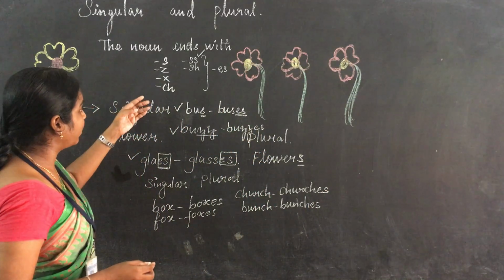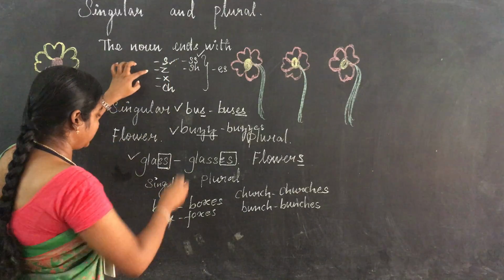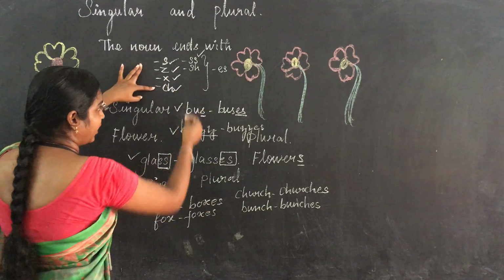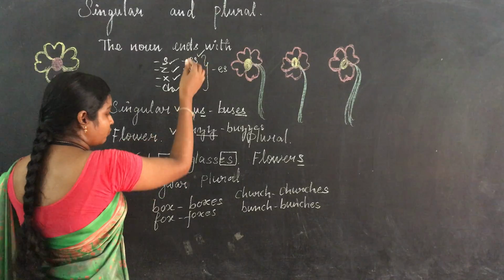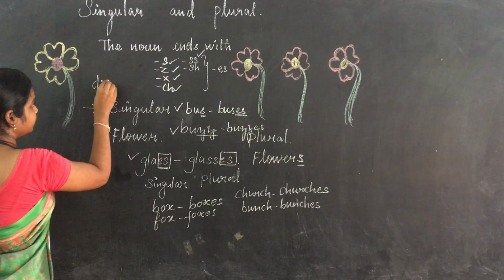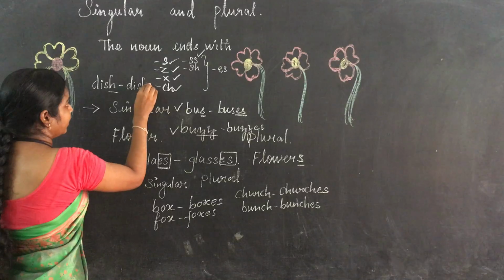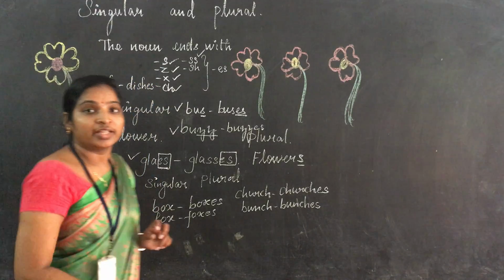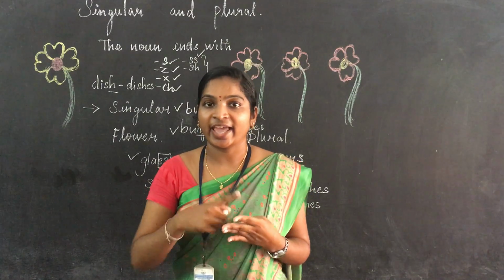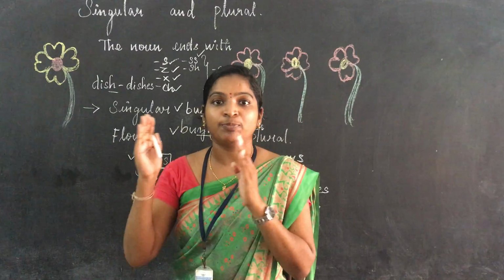And then come to the next one we left. S we finished, Z we finished, X, CH, and SS: glass, glasses, we finished. Then SH: dish, you just write it as dishes. Are you clear with this? The noun ends with S, CH, Z, X, SH, SS, you add ES in plural form.